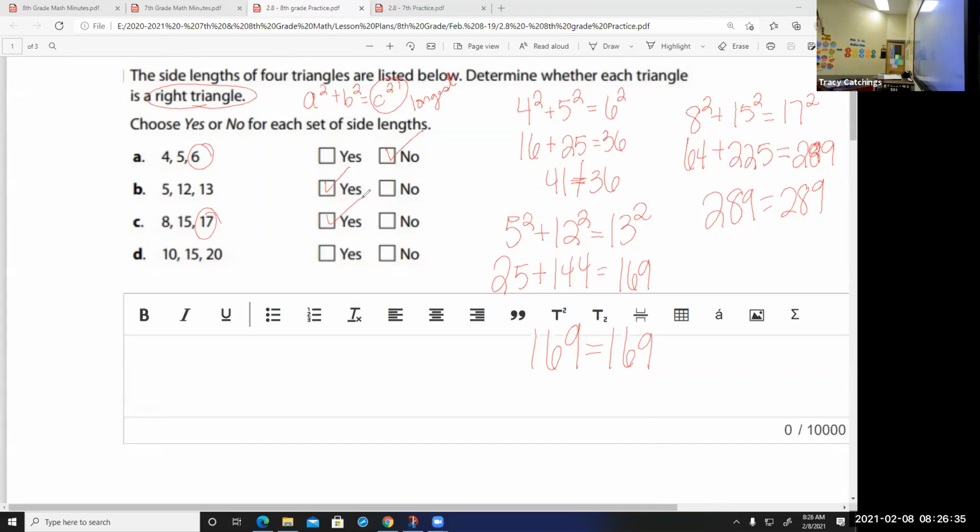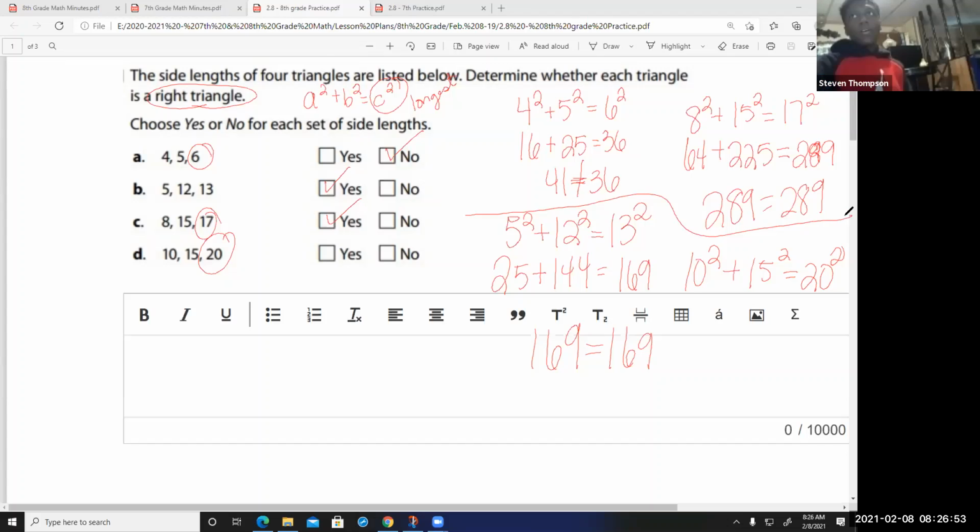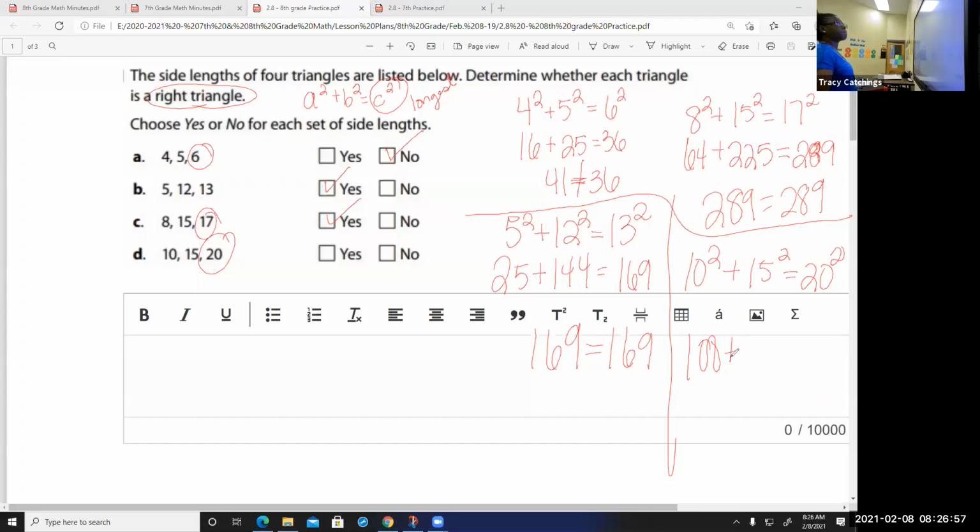Looking at D, which would be C? 20. Great job. So that means we would have 10 squared plus 15 squared, trying to prove if it equals 20 squared. What's 10 squared? 100. All right, 15 squared. 225. All right, 20 squared.